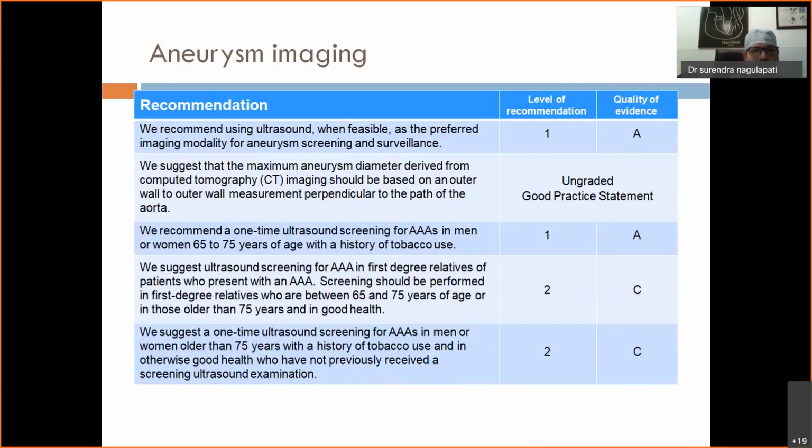CT for the procedure, and one-time ultrasound screening for men or women over 65 to 75 years of age with a history of tobacco usage, and ultrasound screening in first degree relatives of patients presenting with an AAA, and the screening should be performed in first degree relatives who are between 65 and 75 years of age, or in those healthy individuals who are more than 75 years. They suggest one ultrasound screening in men or women older than 75 years with a history of tobacco usage, in otherwise good health who have not previously received an ultrasound examination.